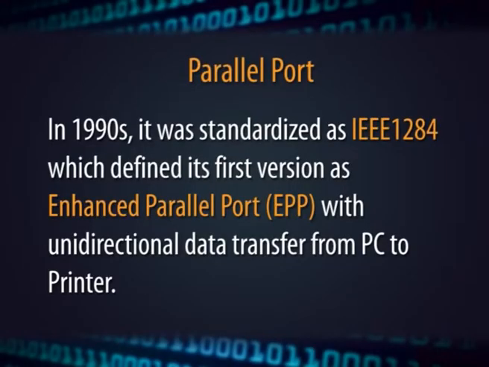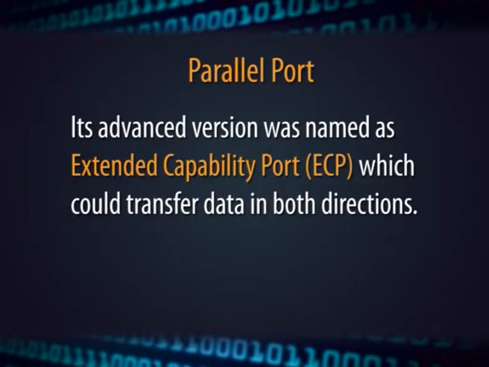In the 1990s, it was standardized as IEEE 1284, which defined its first version as Enhanced Parallel Port, EPP, with unidirectional data transfer from PC to printer. Its advanced version was named Extended Capability Port, ECP, which could transfer data in both directions.